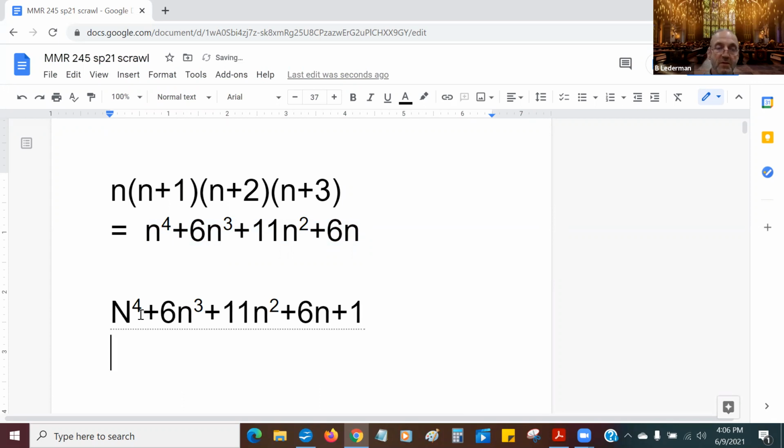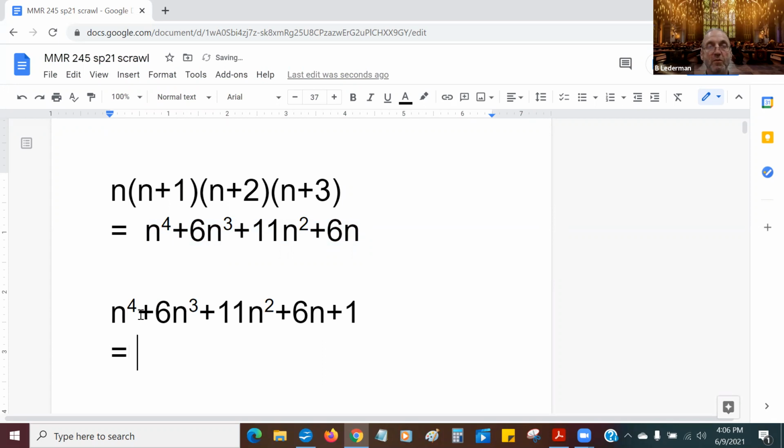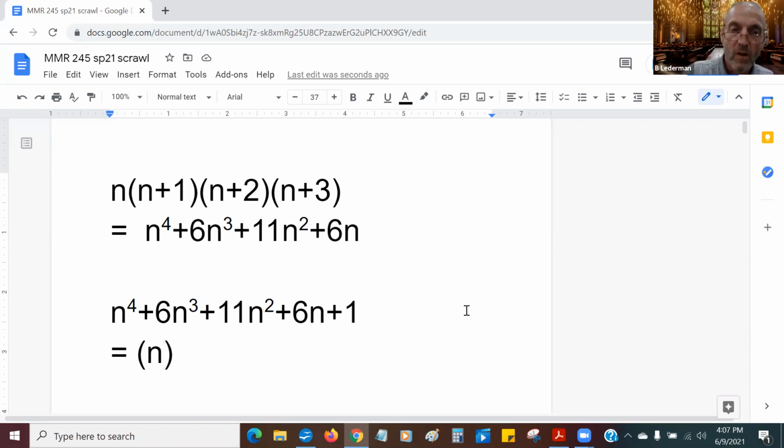Well, guess what, folks? This is equal to a perfect square because this is equal to n squared, let's see, based on that 6, half of 6 is 3. That makes sense if you know what I'm talking about. 3, and then based on the 1, that's plus 1. And let's square it. There you go. So I took the 4 consecutive integers, multiplied them out, added 1, and that gives me n squared plus 3n plus 1 squared.